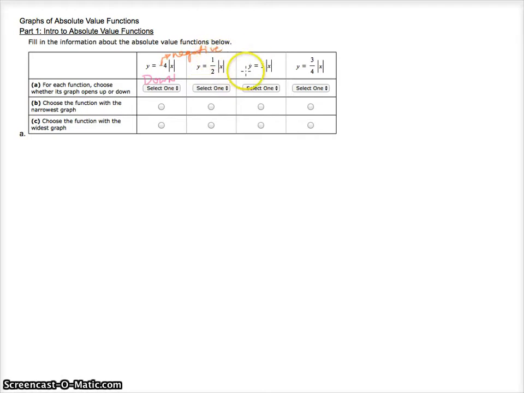This is +1/2, so that means that it opens up. This is +3, so that means that it also opens up. And this is 3/4, meaning that it also opens up.